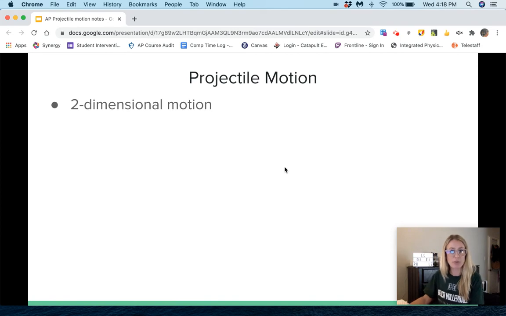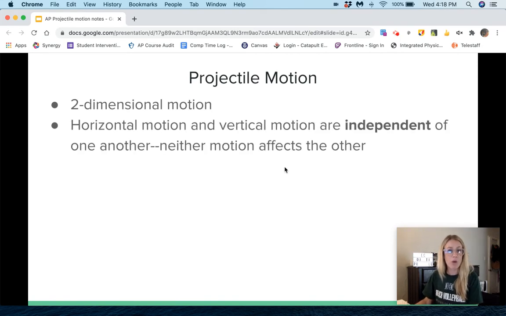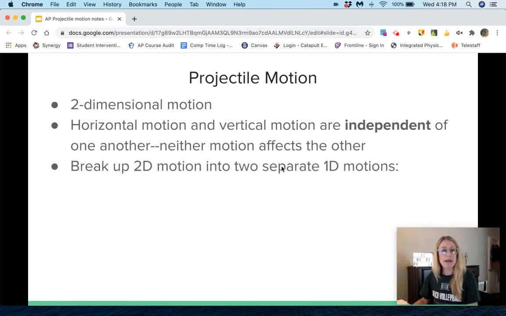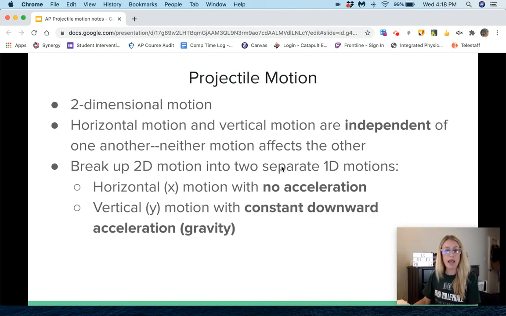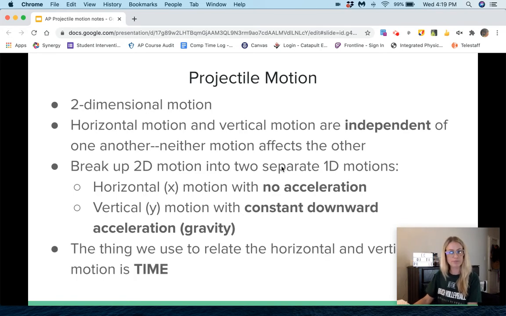So projectile motion, we have two-dimensional motion. Horizontal motion and vertical motion are independent of one another, which means that neither motion affects the other motion, which we saw from that horizontally launched projectile PhET activity. What we're going to do is break up two-dimensional motion into two separate one-dimensional motions, meaning the motion in the horizontal X direction with no acceleration and the motion in the vertical Y direction with a constant downward acceleration, which is the acceleration of gravity, or 9.8 meters per second squared.